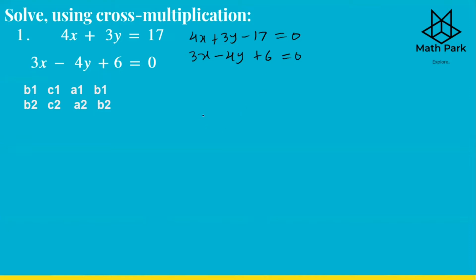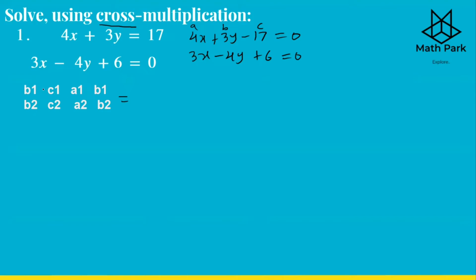Now in this cross multiplication method, you have to remember this sequence, BCAB. Remember, BCAB. Okay, B1, C1, A1, B1, B2, C2, A2, B2. Write that. Now, B1 is the coefficient of y, C1 is the constant term. So this is your A, B and C. A1 is the coefficient of x, B1 is the coefficient of y, and C is the constant that you have to remember.